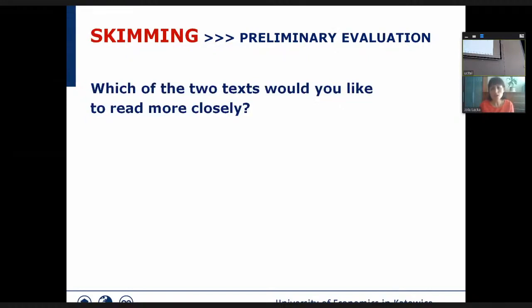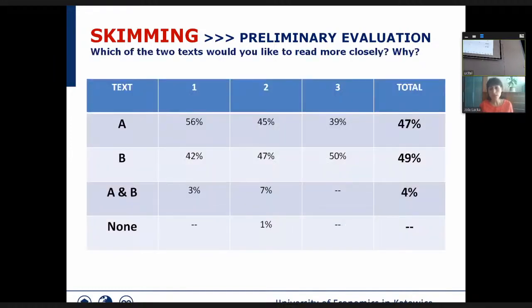Okay. The next stage was the skimming stage. So the students were given the texts and instructed to skim them quickly, 1 minute for each of the texts, and then again decide which of the two texts they would like to read more closely. So the results at this stage changed, as you can see. The percentage of students who indicated they would like to read text A more closely is almost identical to the percentage of students who would prefer to read text B more closely.